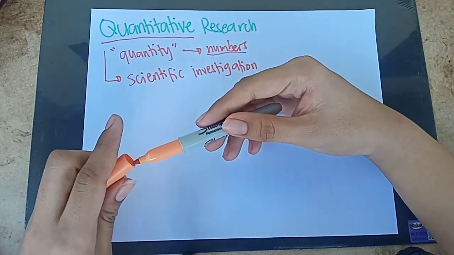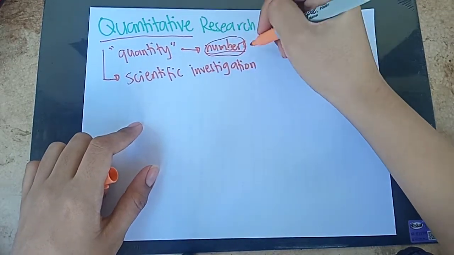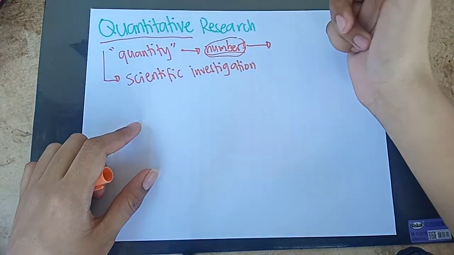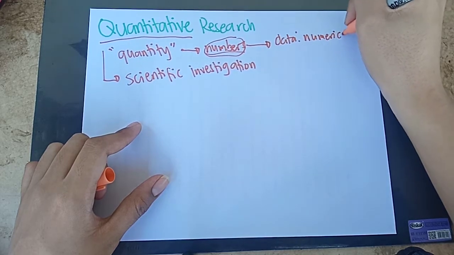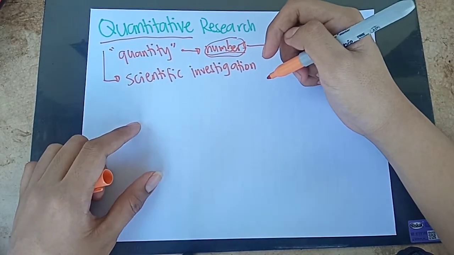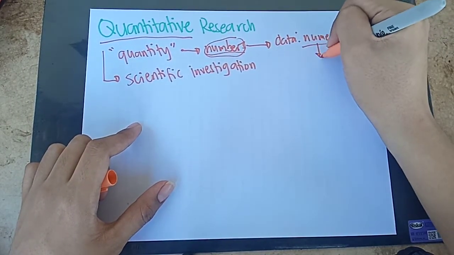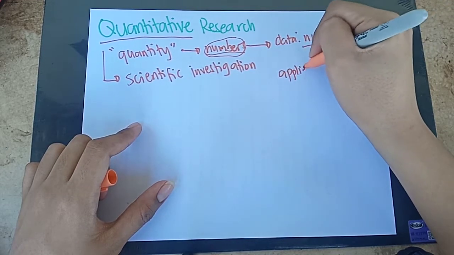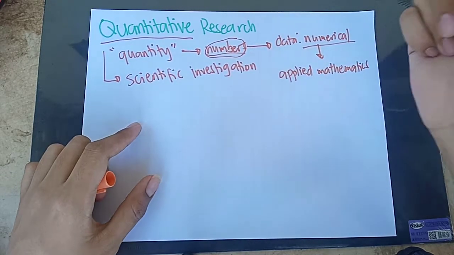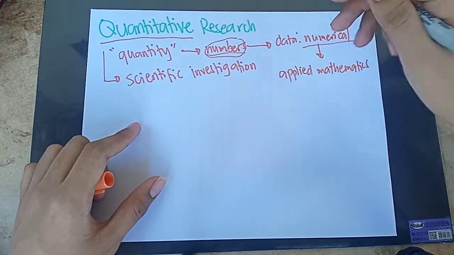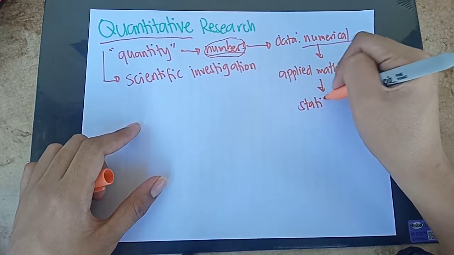Now, since quantitative research utilizes numbers, its data come in numerical form. So, it uses numerical data. And this numerical data and information will be subjected to applied mathematics. And this applied mathematics will be known as statistics.